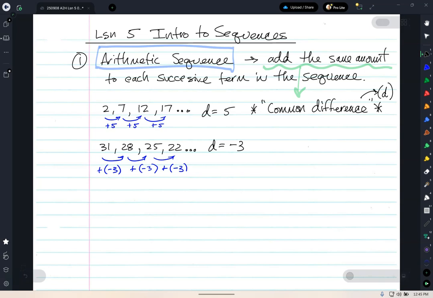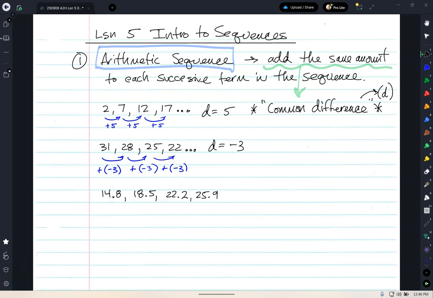How about if I give you 14.8, 18.5, 22.2, 25.9. Maybe not as obvious as the first one, and your job is going to be to determine, is this sequence arithmetic or not? And if it is arithmetic, what is the common difference?